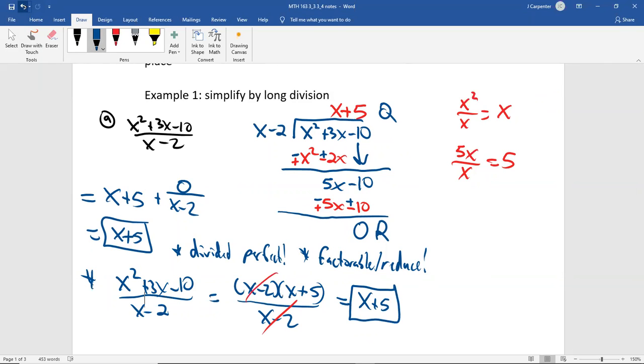Now, I did say to use a specific method, so that means I could reserve the right to not award full credit if this was a test question. However, I will admit a long division problem that does factor and reduce, I wouldn't care if you notice that. I would actually commend you for it.